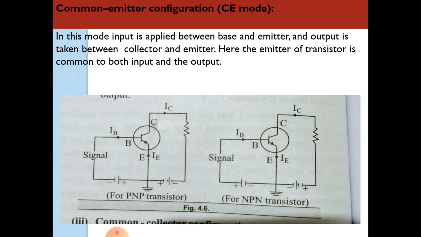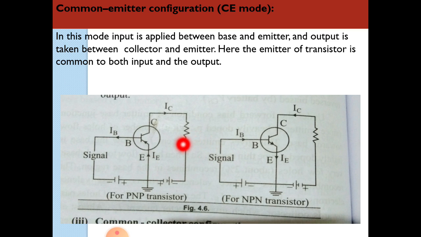Now, common emitter configuration, CE mode. In this mode, input is applied between base and emitter, and output is taken between the collector and emitter. Here the emitter of the transistor is common to both input and output. This is the circuit diagram of PNP transistor and this is NPN transistor.